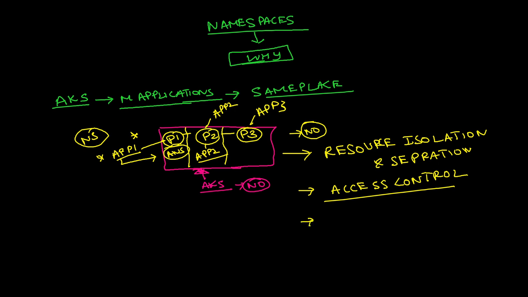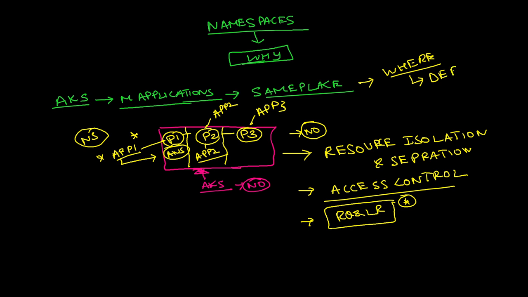And the third benefit is resource quota and limit range. We are going to discuss resource quota and limit range separately. So here comes a very interesting question. Till now, where have we created our resources? Our resources have been created in the default namespace. Whenever we create our Kubernetes cluster, a default namespace is provided to us, and we are good to create all our resources in the default namespace.